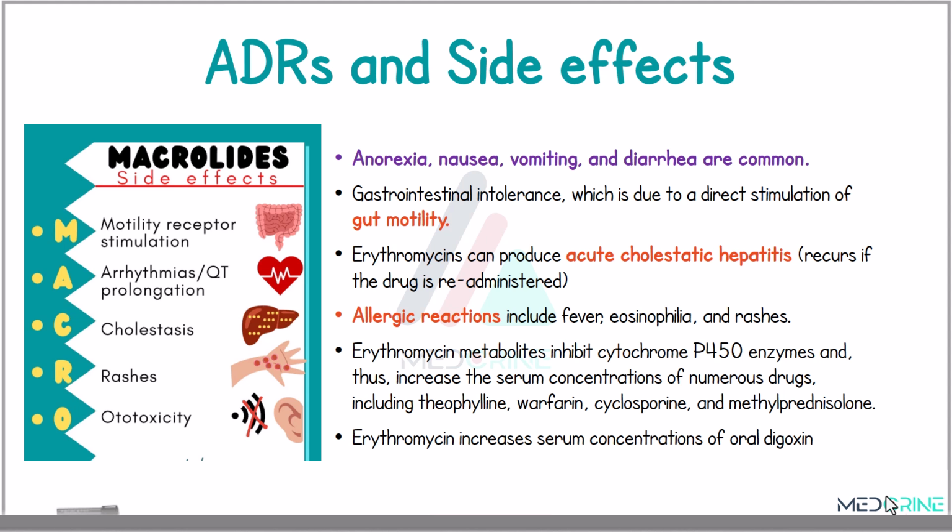Another side effect is cholestasis. In cholestasis, macrolides are known to produce acute cholestatic hepatitis, which tends to recur if the drug is re-administered. Then we have rashes, covering the term for allergies and allergic reactions, for example, fever and eosinophilia. Then ototoxicity can be present in these patients, however, it's a reversible ototoxicity.